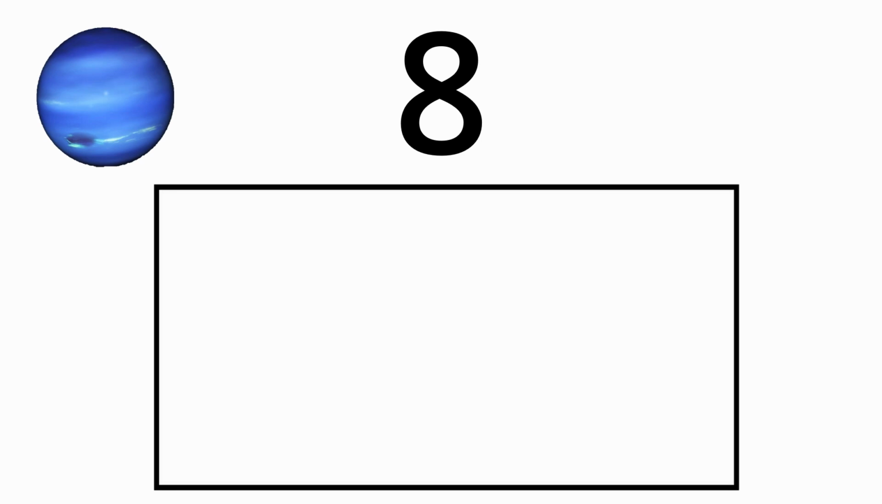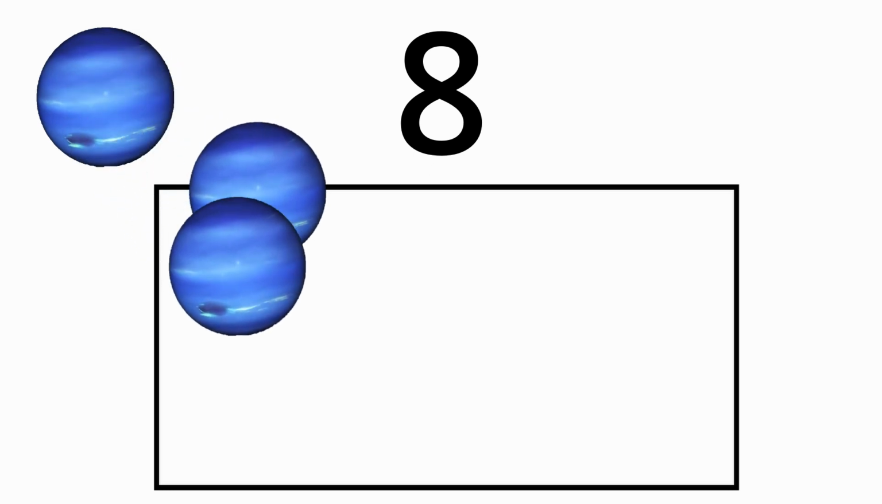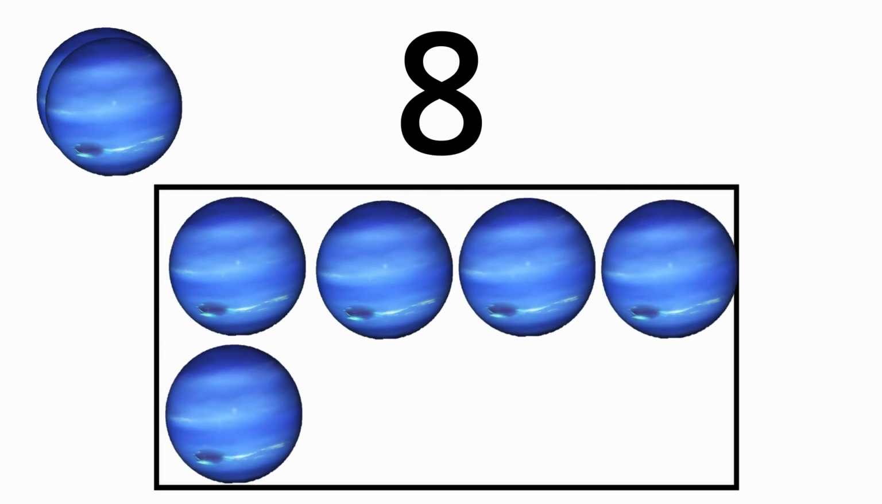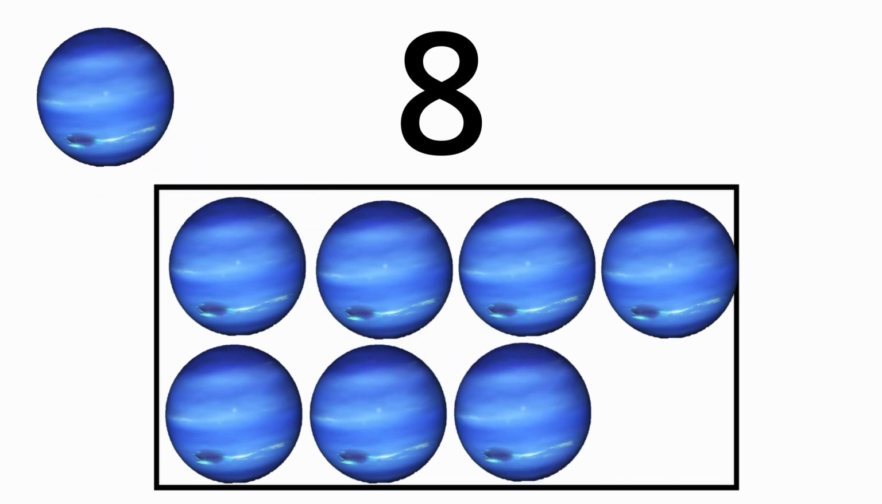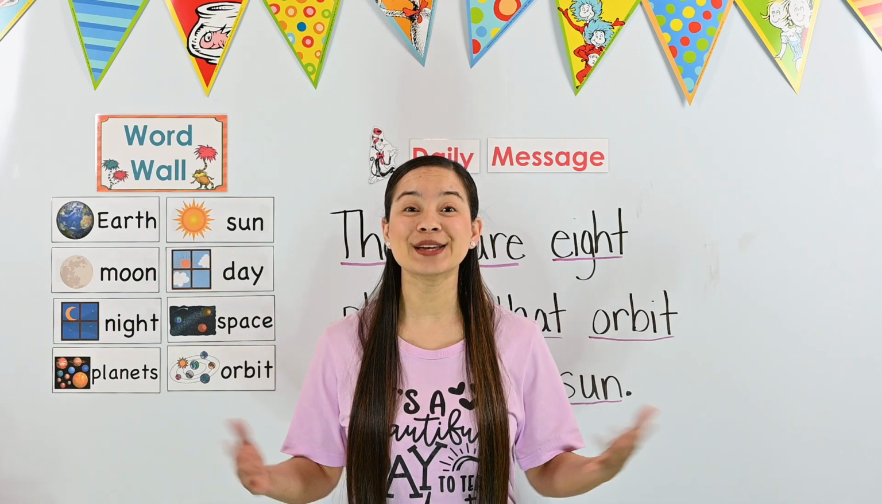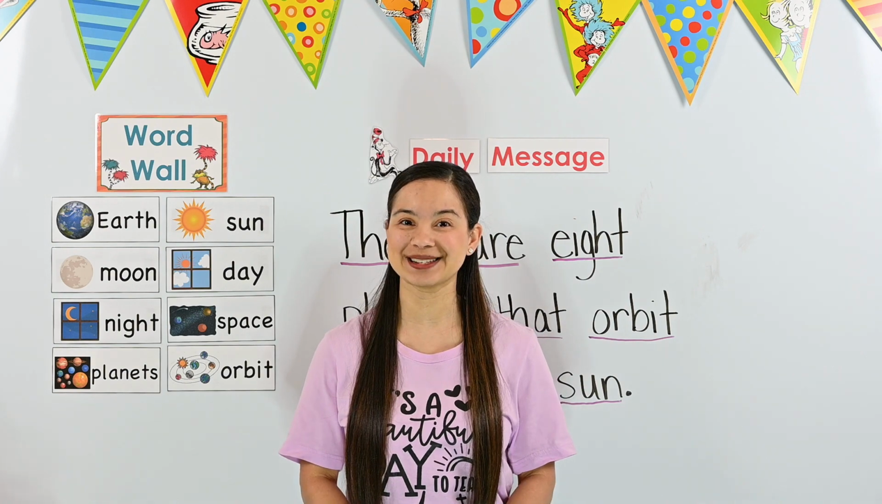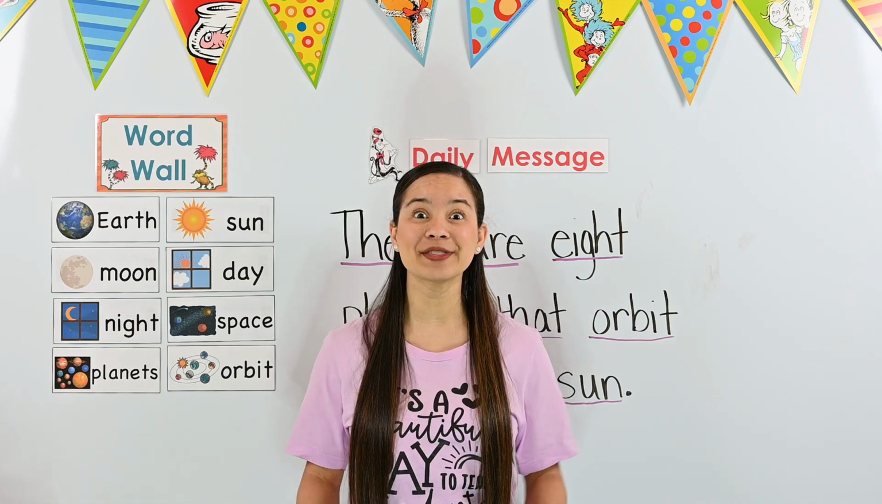This is Neptune. Neptune is the 8th planet. It's the one that's furthest from the sun. We're going to put 8 Neptunes in the box. Count with me. 1, 2, 3, 4, 5, 6, 7, 8. Excellent. Awesome. You put 8 Neptunes in the box because Neptune is the 8th planet. Okay, let's look at another planet in our solar system.